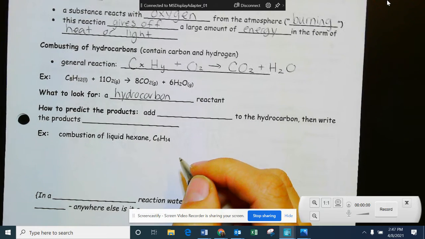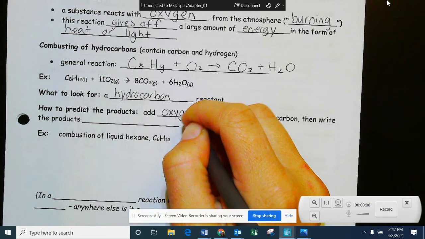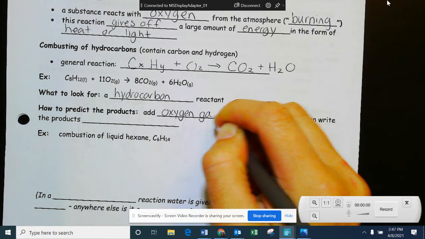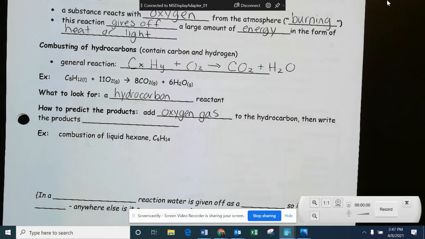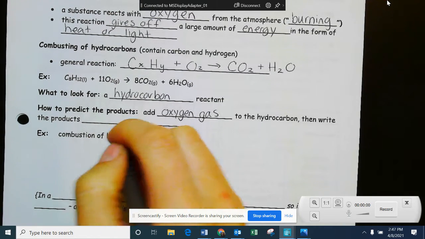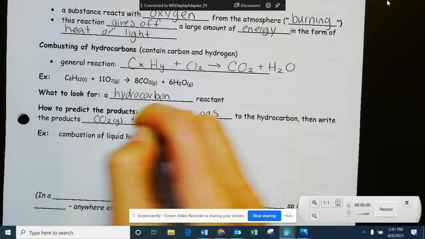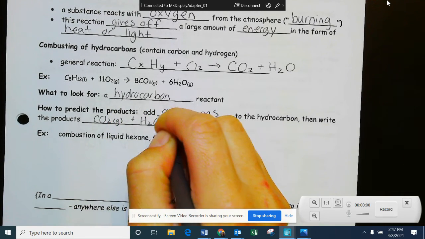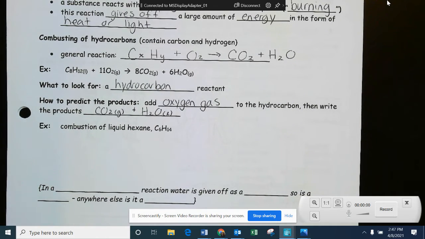So in order to predict the products, you're adding oxygen gas to the hydrocarbon. So you might just be given a hydrocarbon. So you're going to add oxygen gas to it, and then you're going to write the products as CO2 and H2O liquid. And that's always going to be our products for these.